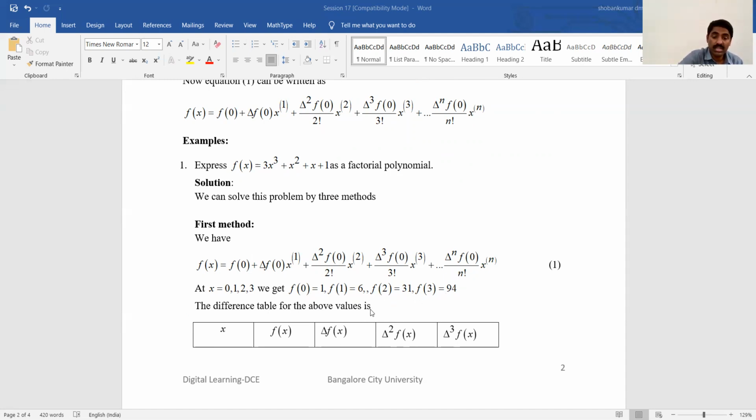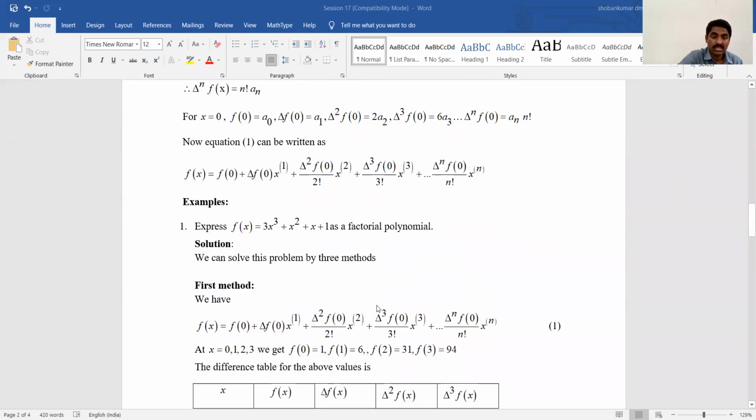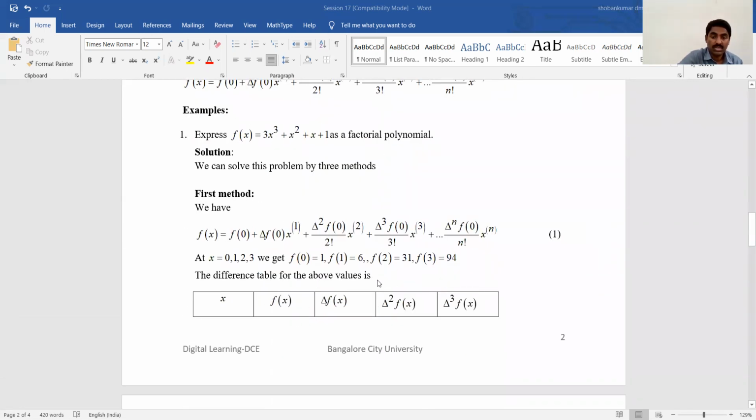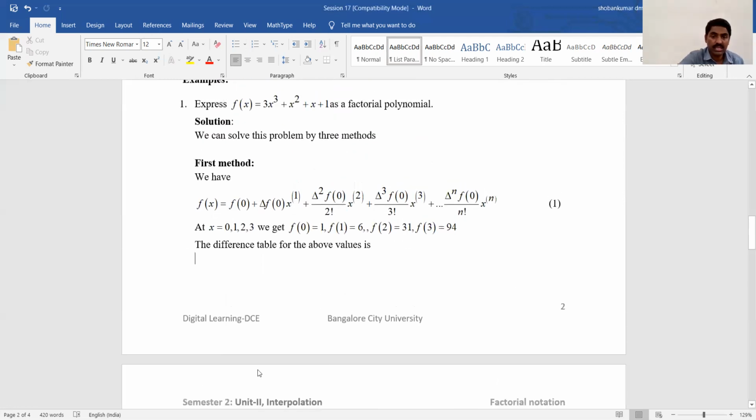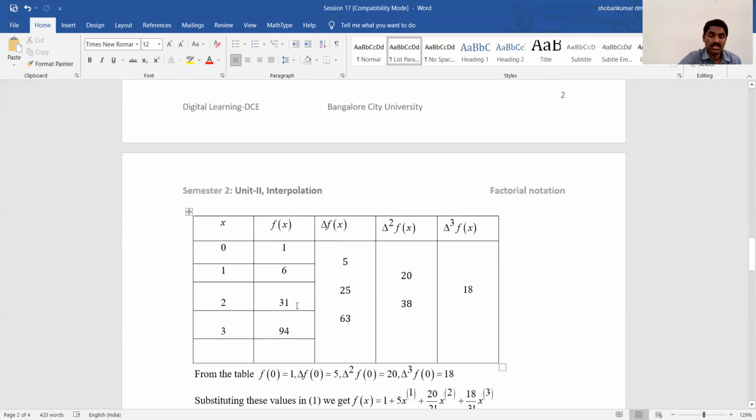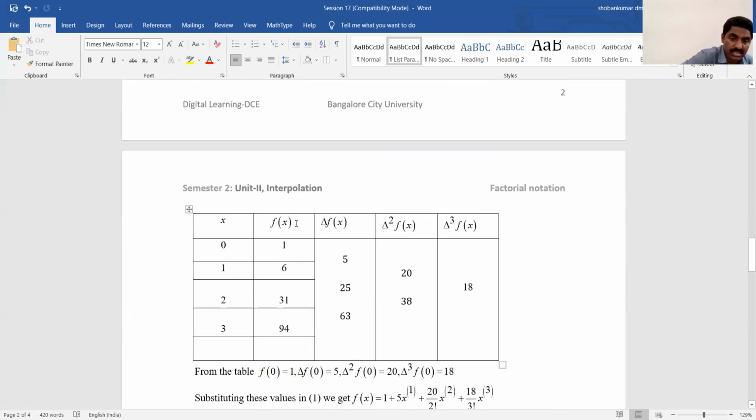Now write the difference table for the above values, here x and f of x, with x being 0, 1, 2, 3. Here x can be written as x to the power 0, x to the power 1, x square, x cube. When x equal to 0, f of 0 is 1, x equal to 1, f of 1 is 6, and so on, f of 3 is 94.